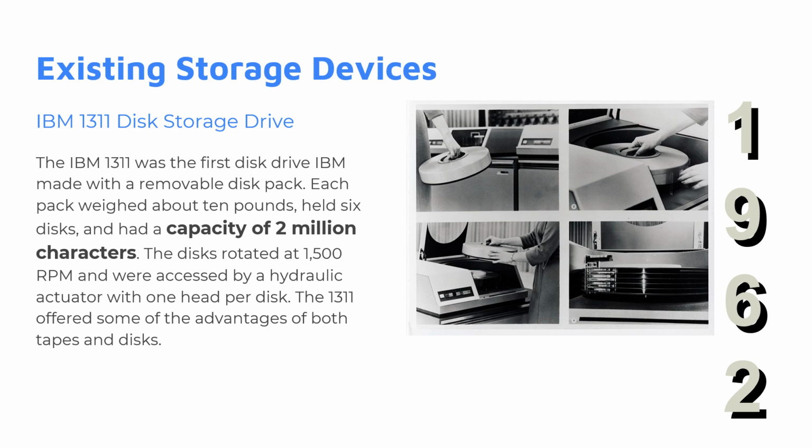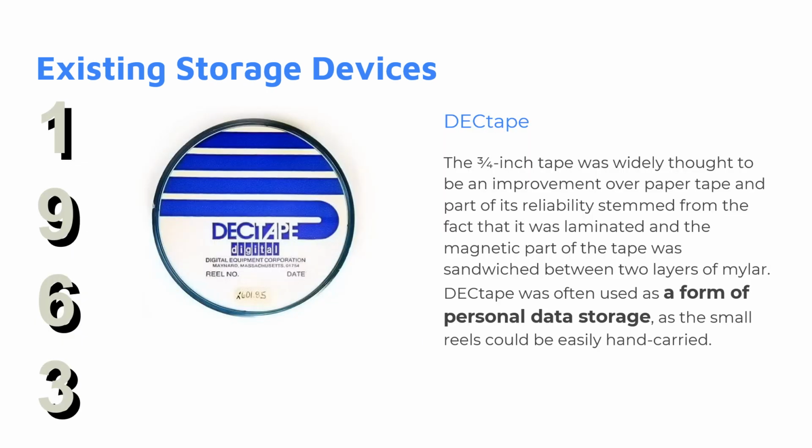Well, in 1962, we have the IBM 1311 disk storage drive, and this disk drive was made with a removable disk pack, and each pack weighed about 10 pounds, held 6 disks, and had a capacity of 2 million characters. The disks rotated at 1500 RPM and were accessed by a hydraulic actuator, with one head per disk. The 1311 offered some of the advantages of both tapes and disks.